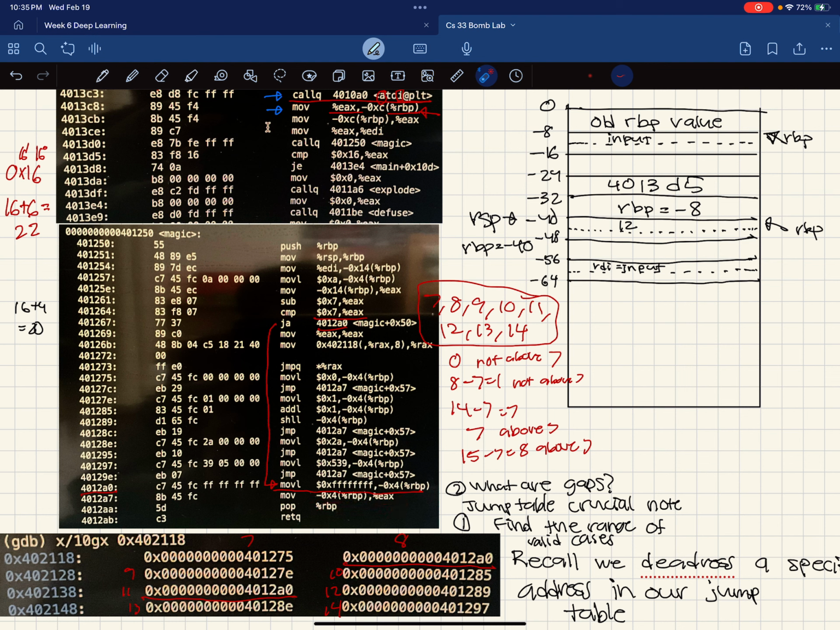So that means magic will return some very large number, which is probably not 22. Or I'll just tell you it's not 22. So we must have to go to a different statement. Okay, let's try 7. What if we go to 7? 7 is this.